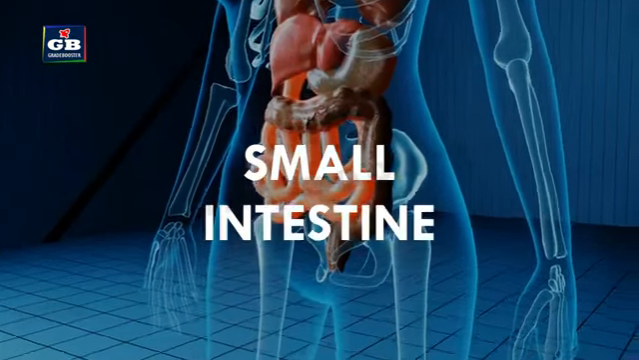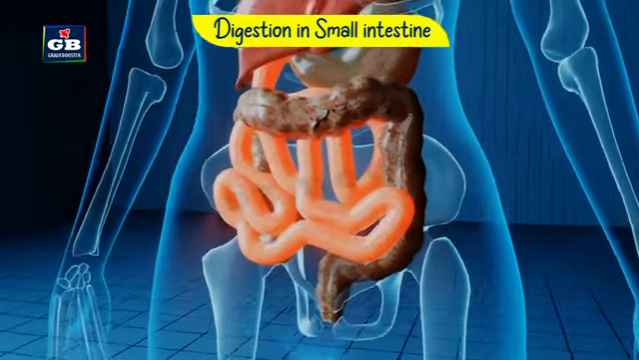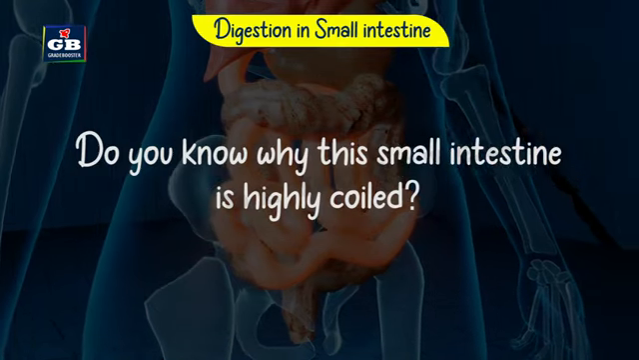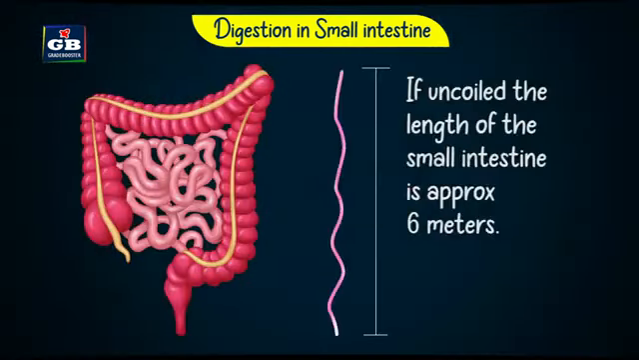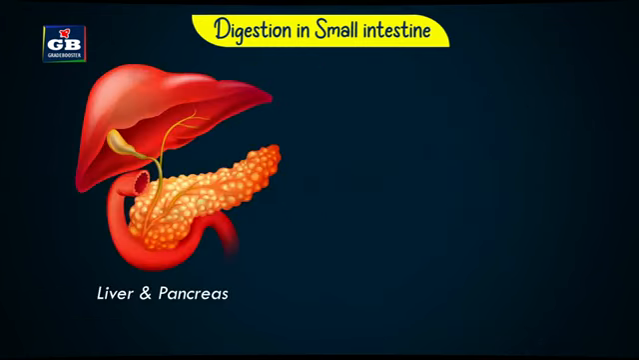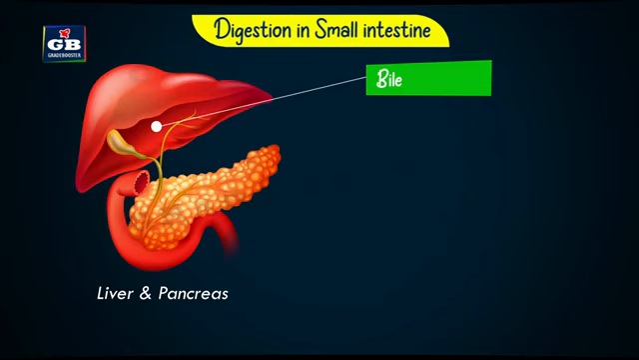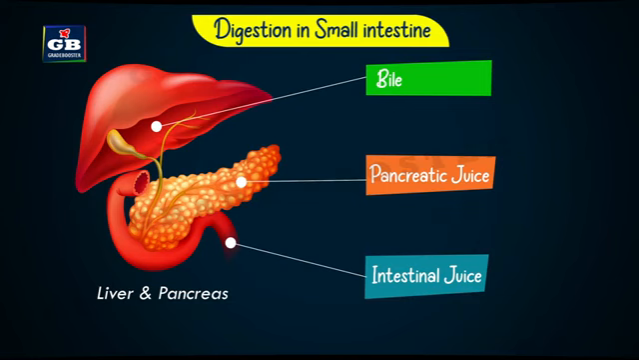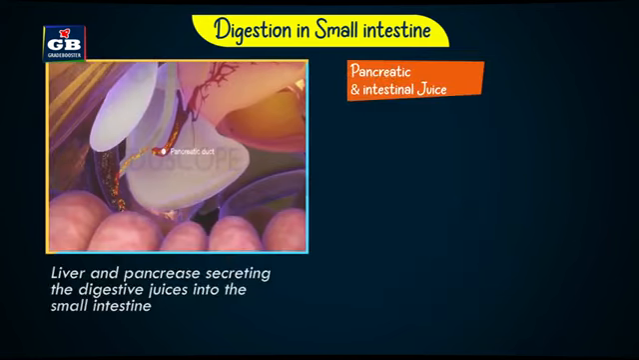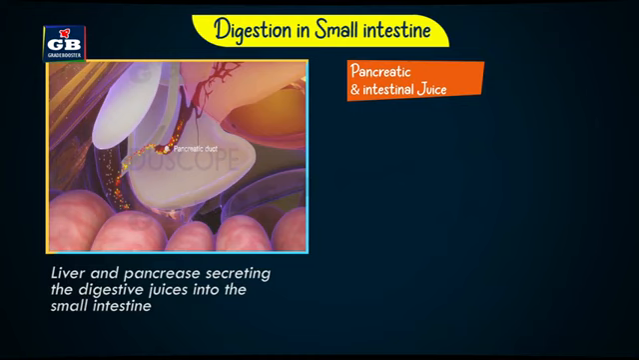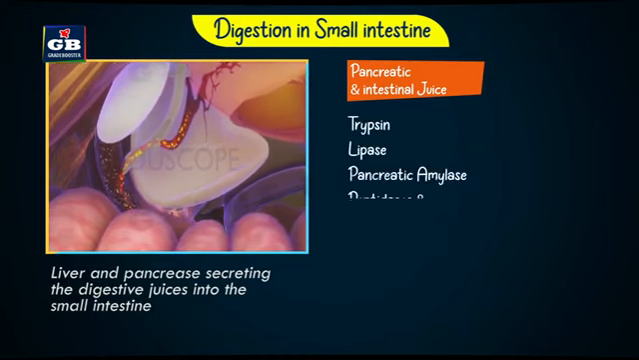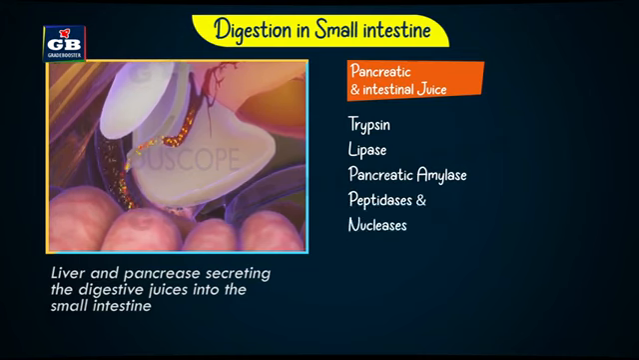Small intestine. The small intestine is a long coiled tube. Do you know why the small intestine is highly coiled? It is coiled so much to fit in a small space. The small intestine receives bile juice from the liver, pancreatic juice from the pancreas, and intestinal juice from the walls of the small intestine. Pancreatic and intestinal juices contain enzymes like trypsin, lipase, pancreatic amylase, peptidases, and nucleases.